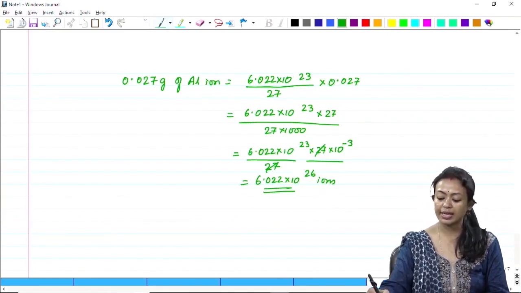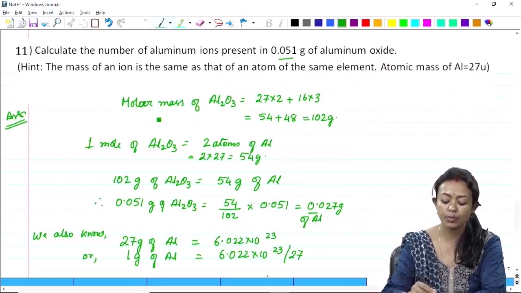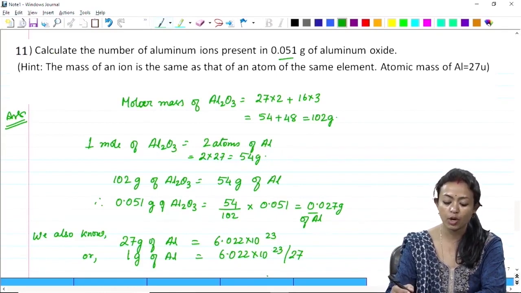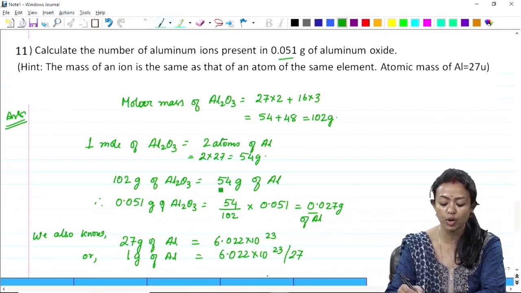Alright, so again let me explain that the molar mass of alumina is calculated to be 102 grams. So 1 mole of aluminum oxide contains 2 atoms of aluminum, which is equal to 54 grams, and we know that 2 atoms means also the ions, because both have the same atomic mass. So 102 grams of aluminum oxide will contain 54 grams of aluminum ions, that is 0.051 gram of aluminum oxide will contain 0.027 grams of aluminum ion.